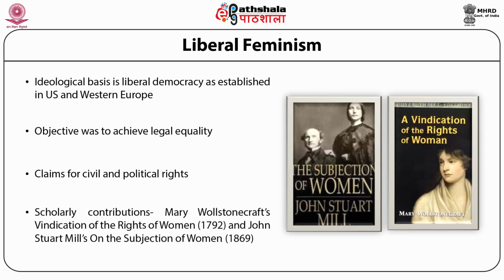The two very important scholarly contributions in liberal feminism are: number one, Mary Wollstonecraft's Vindication of Rights of Women, a book that was published in the year 1792, and John Stuart Mill, who is also known as a very important and prominent political philosopher, wrote a book called On the Subjection of Women in 1869. These are two very important scholarly contributions in the field of liberal feminism. In fact, we could say that these two scholars are the forerunners of liberal feminism.